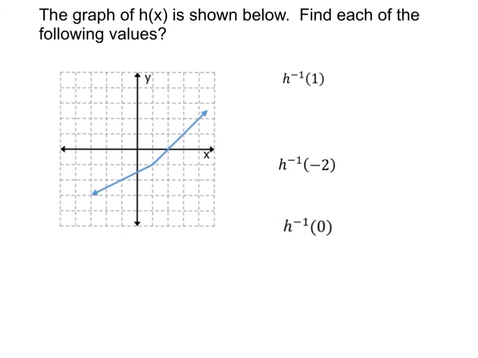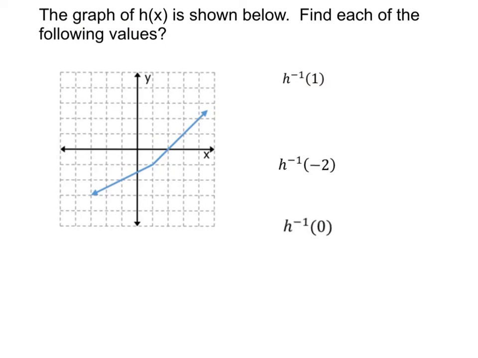Okay, we're going to look at one more thing. We're going to talk about inverses with graphs. So right here, the graph of h of x is shown, right? And that's important. This is h of x. It's not h inverse. But let's see if we can use this graph to find these outputs. And look carefully. This is the output of not h, but the output of the inverse of h when we have an input of 1.